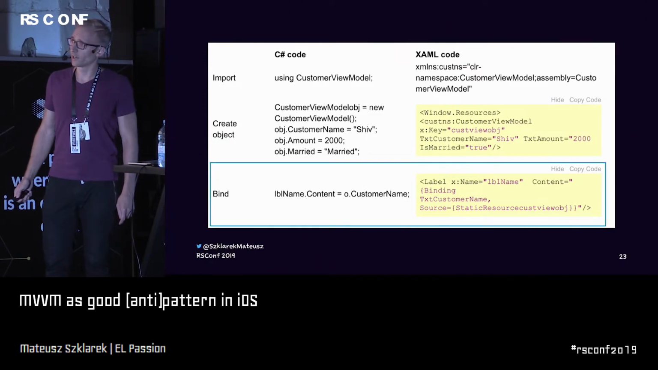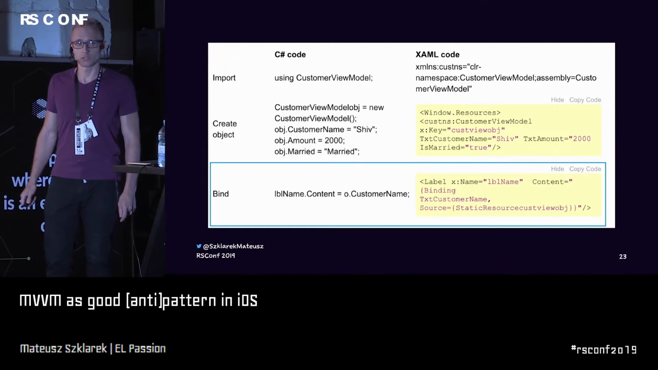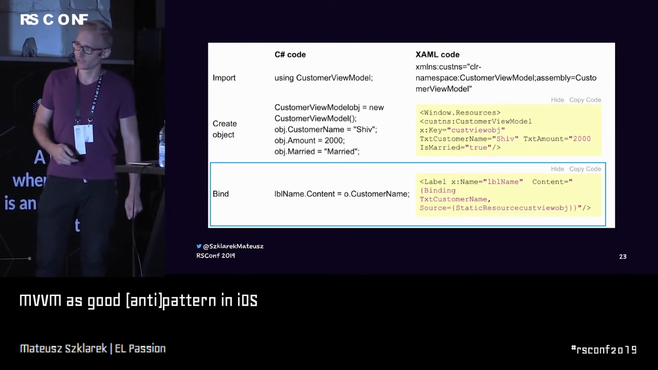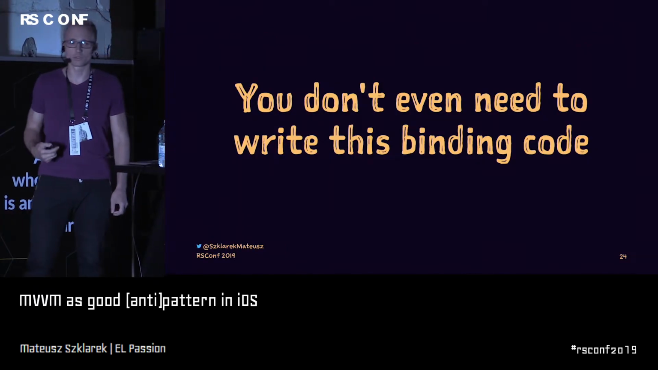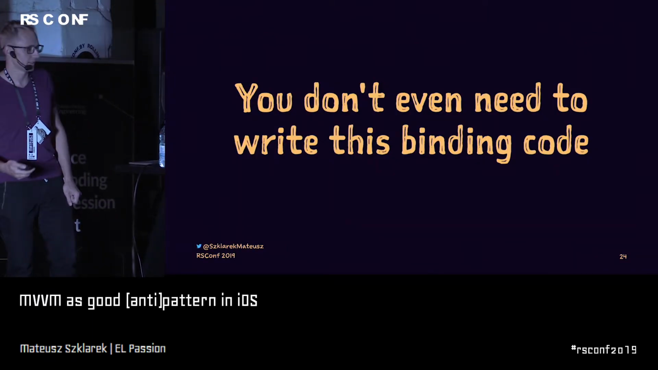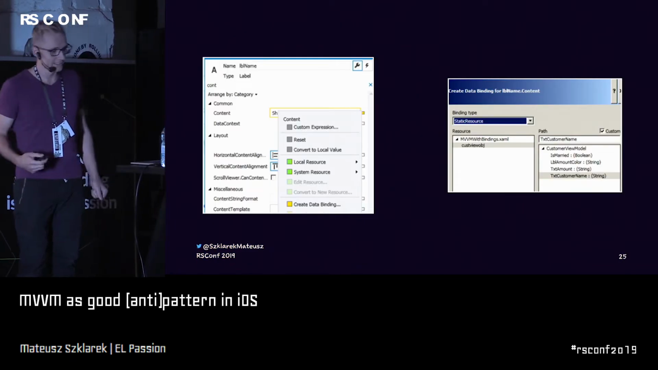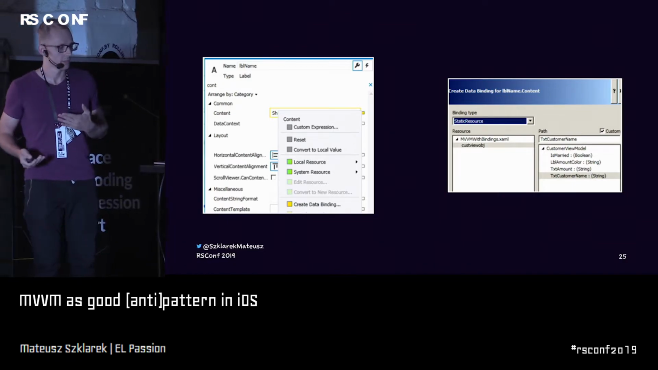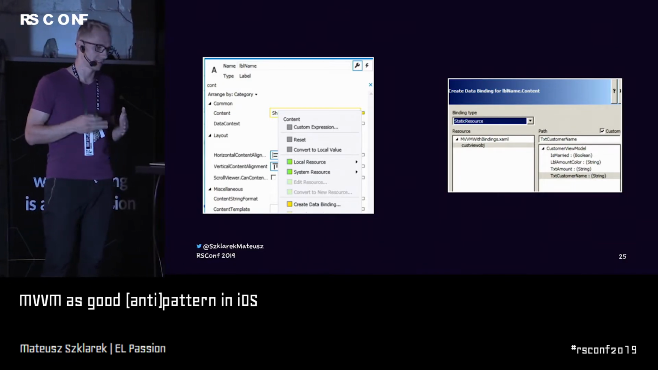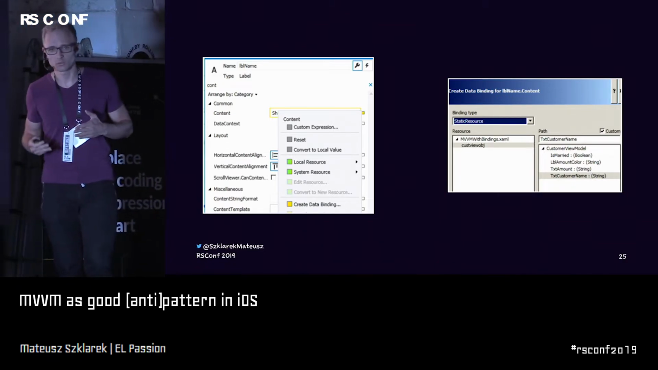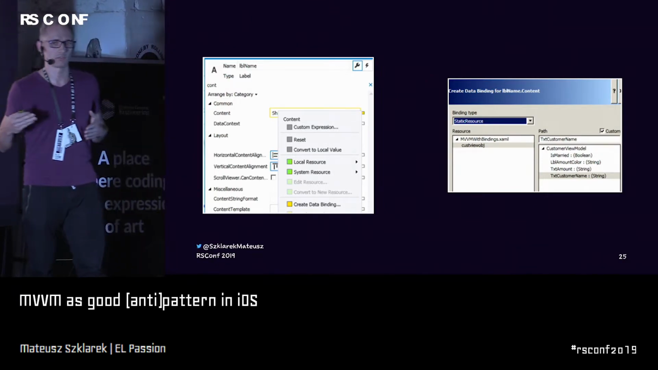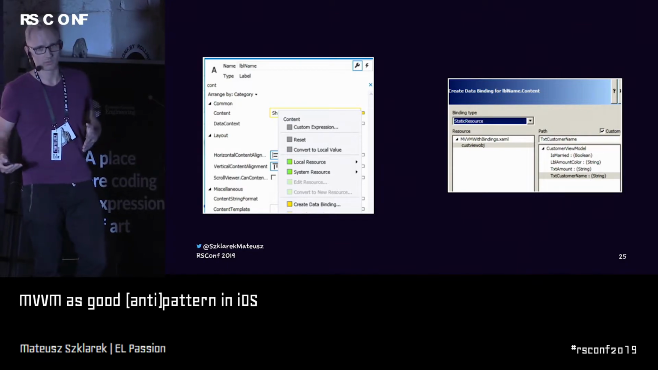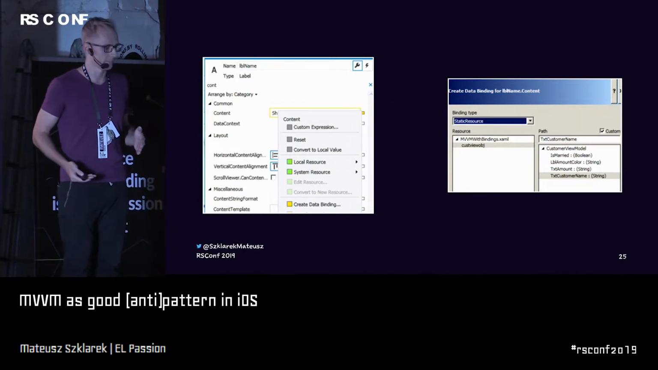So rather than writing the full C# code, you can use XAML file. But the best part of it is that you don't even need to write this binding code in C#, because IDE allows you to select UI elements, press F4, and specify bindings. This step will insert the binding code automatically in the XAML file for you. So it's really, really powerful. The binding code is fully generated by IDE.